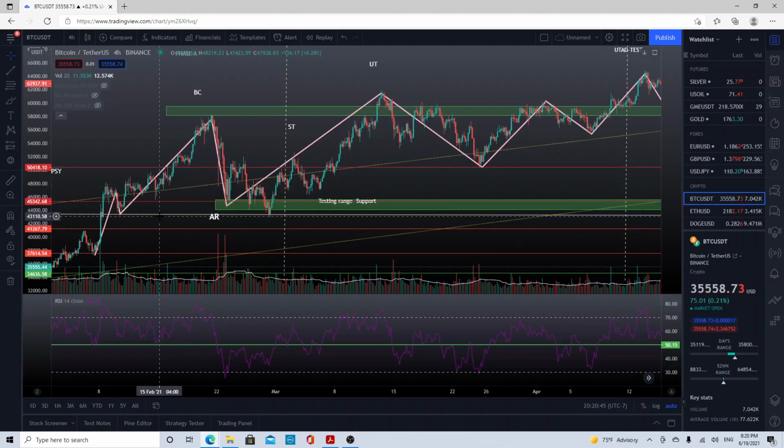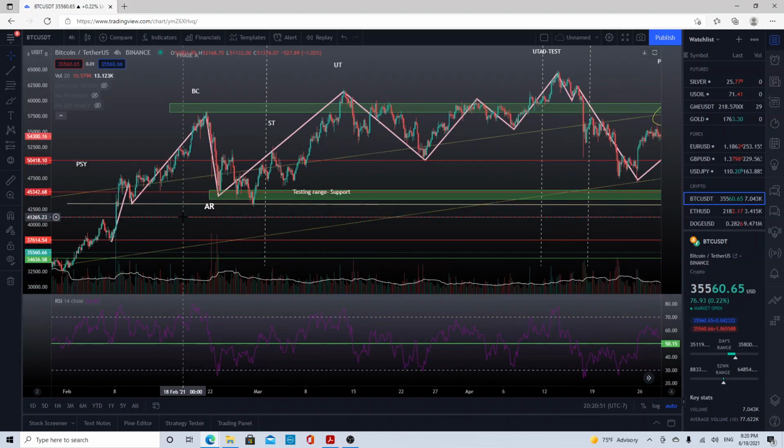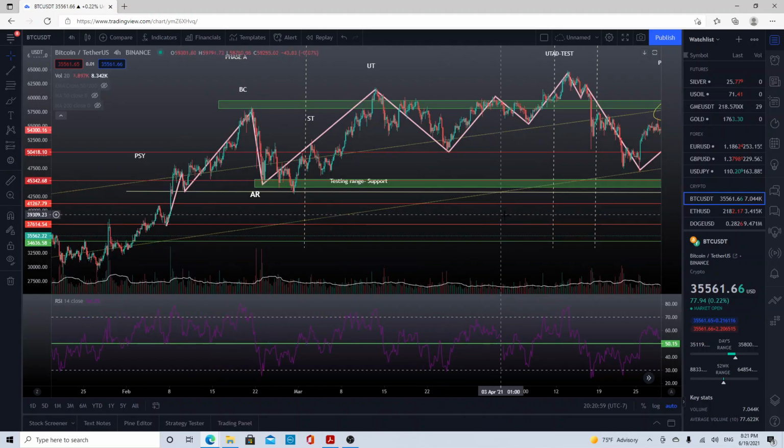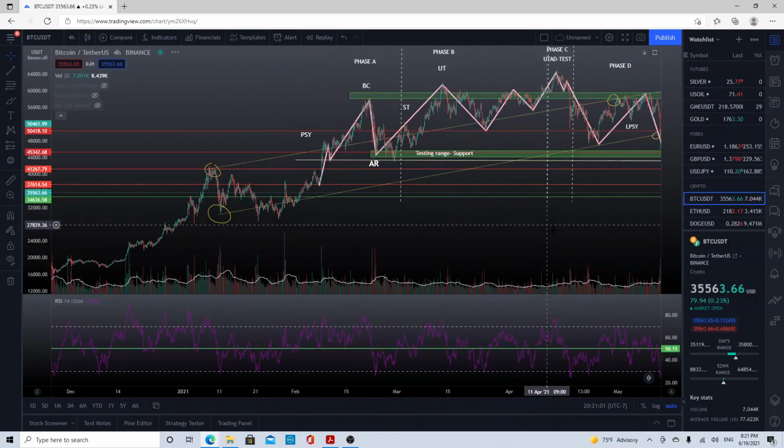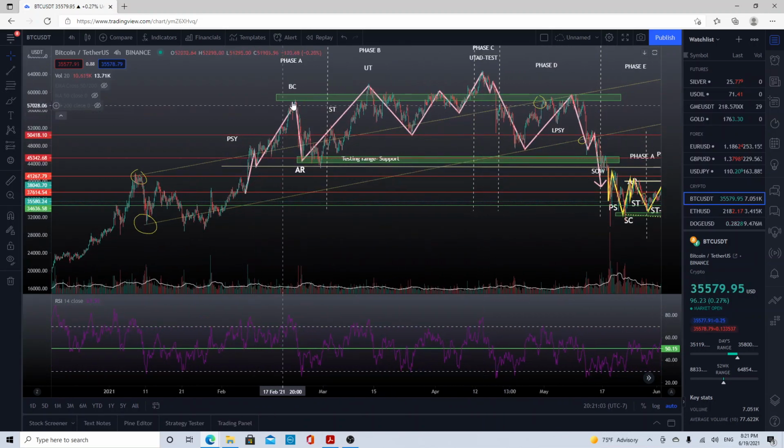We do create a testing range. All these other lines that you see, the red lines, used to be support at one time, and now they are resistance. And so we had a testing range. It came down and created this range that proved itself to be in a distribution phase. So that is the automatic reaction.